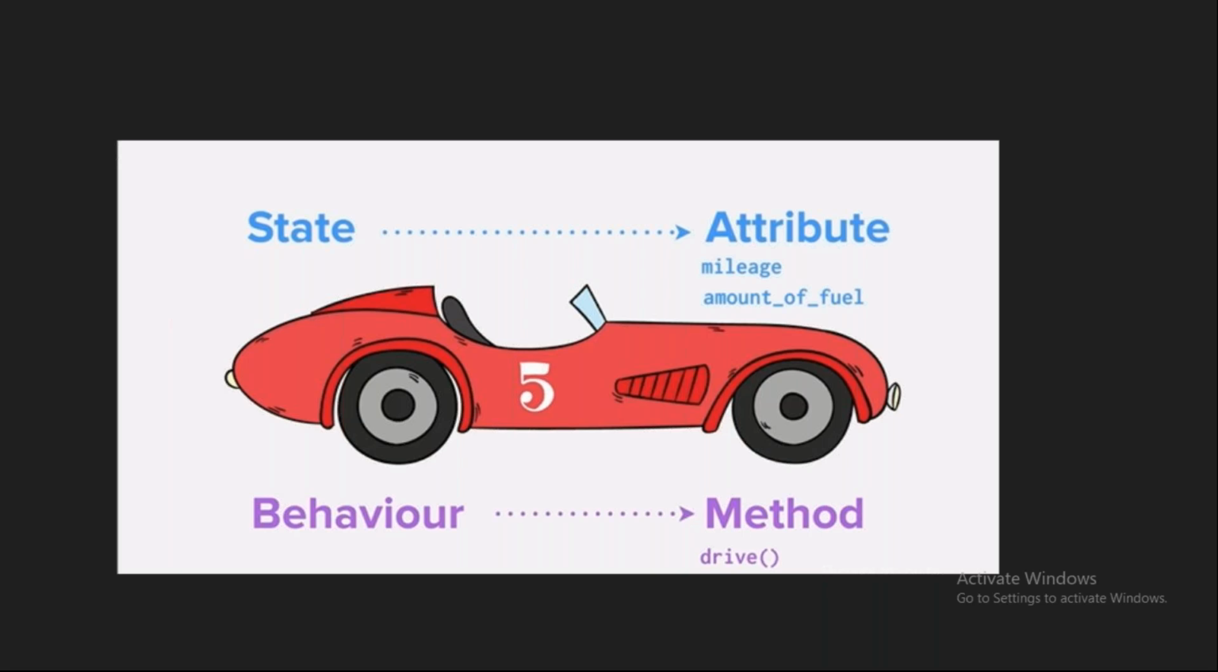If you're traveling from Bangalore to Delhi, obviously the fuel is not going to remain the same, it is going to decrease. So that is the state of that particular car, and the state is called an attribute. If I say this car is my object and it has some features, like mileage or fuel amount, these are the attributes of that particular car. But when I talk about the behavior, that is going to be the method.